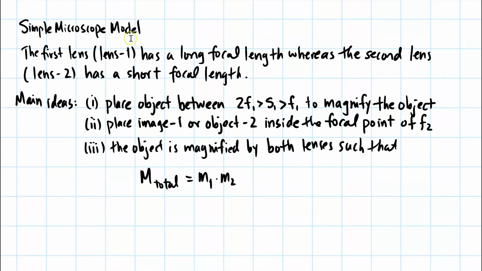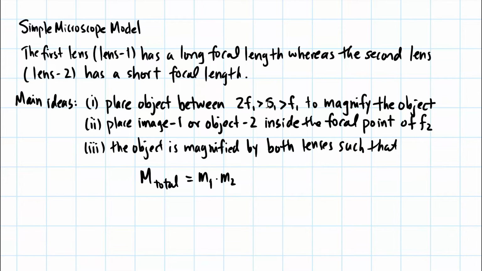Simple microscope model. Although real microscopes are more complicated than what I'm suggesting here, we can get a feel for how we can get a larger magnification for this model. The first lens has a long focal length, whereas the second lens has a short focal length. The main idea is this: you want to place the object between 2f1 and f1, because then it's going to produce an image that's magnified.